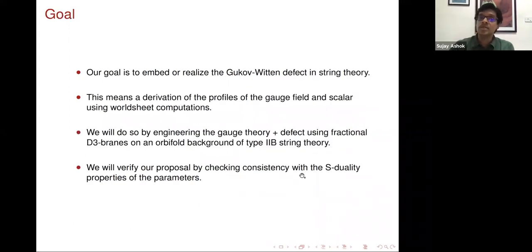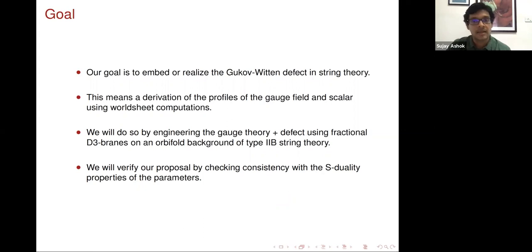As I said, the goal is to embed this defect in string theory. By this, we mean the derivation of the profiles of the gauge field and the scalar using purely worldsheet computation. You should think of this in the same sort of spirit as geometric engineering of some particular gauge theory object in string theory. And what we'll do is to use fractional D3 branes in a particular orbifold background of type II string theory. And at the end, we will check our proposal by showing that it is consistent with the S-duality properties of the parameters. Are there any quick questions?